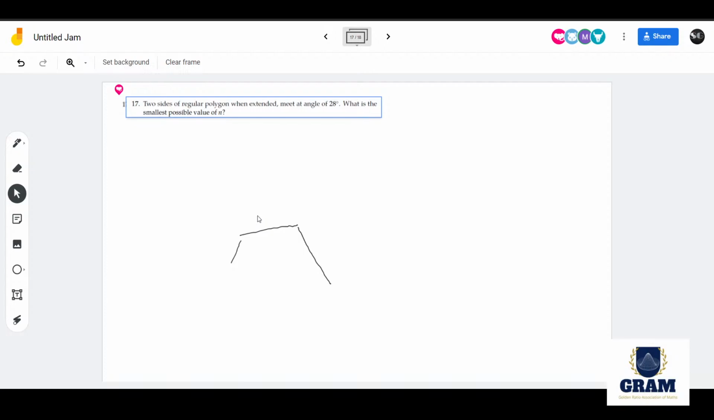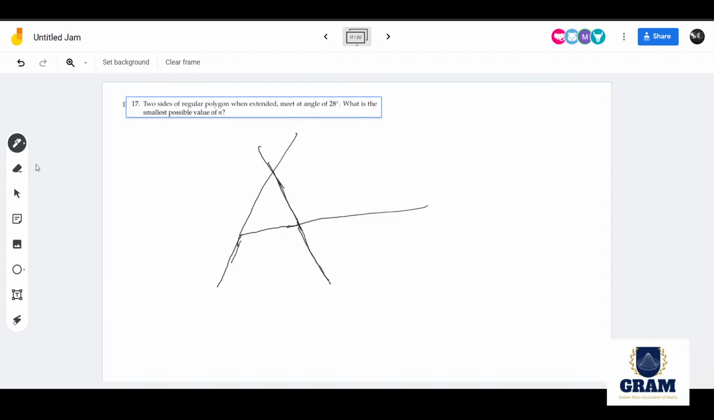Actually, if someone of you could extend the lines, because the tool is not working for me. Where should I extend it from? Tell me. Yeah, just extend any two sides, like this, and the left one also. Yeah, like this.